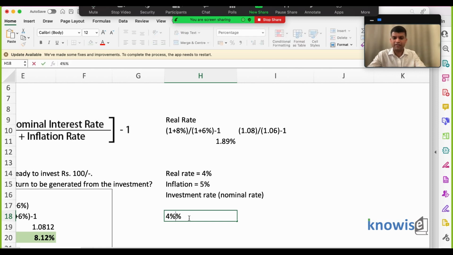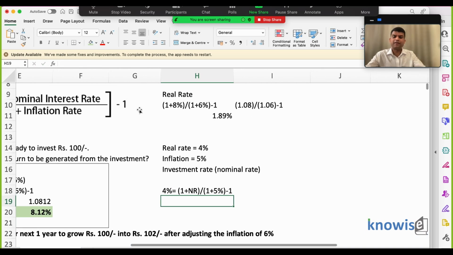My real rate is 4%, so 4% is equal to 1 plus investment rate or nominal rate, that we don't know, closing the bracket, divided by 1 plus inflation, that information is given, that is 5%, whole answer minus 1. Now let me transfer the minus 1 to the other side. So 1 plus 4%, and 1 plus 5%, that is the inflation number, is in the denominator on the other side.